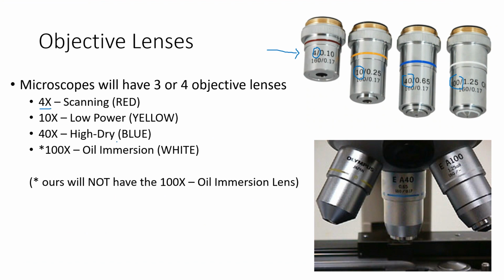The 10x magnification, this one right here, the one that has the yellow band around it, that is the low power objective. The blue one, the one that has the blue band, is the high dry objective. And then the white one is going to be the oil immersion lens. You can see it right here. That's the oil immersion lens right there. We are not going to be using the 100x magnification. So your microscopes will only have 3 objective lenses in place. The 100x will not be present.